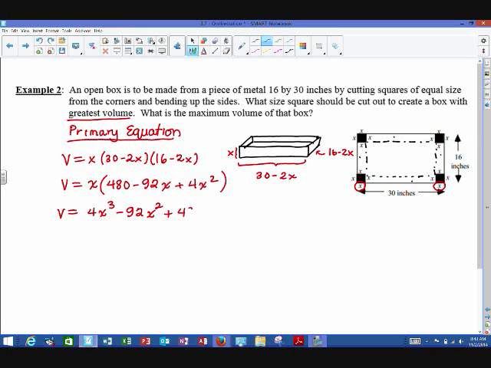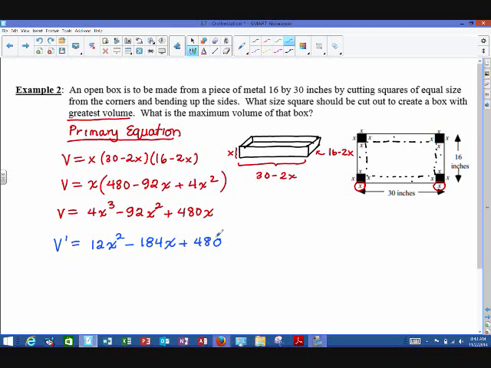And I think we are now in a position to take our derivative. Finally, we get to do a little calculus here. So we'll take our derivative. V prime turns out to be 12x squared minus, what would this be, 184, I believe, x to the first, plus 480. All right, well, here we go.